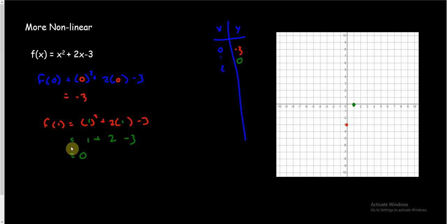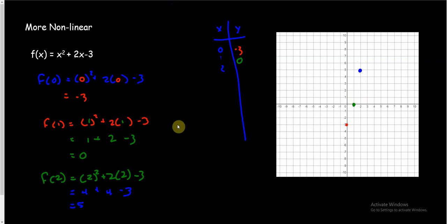Okay. This is working out maybe. I don't know. We'll see if we found it. So let's try our 2. F of 2. So it'll be 2 squared plus 2 times 2 minus 3. And so 2 squared is 4, plus 2 times 2 is 4, minus 3. So that's 8 minus 3, which is 5. 8 minus 3 is 5, yeah. So we got 2 and go up 5.